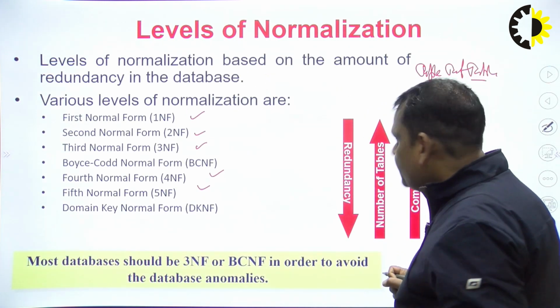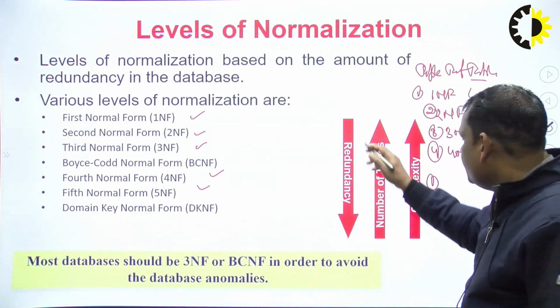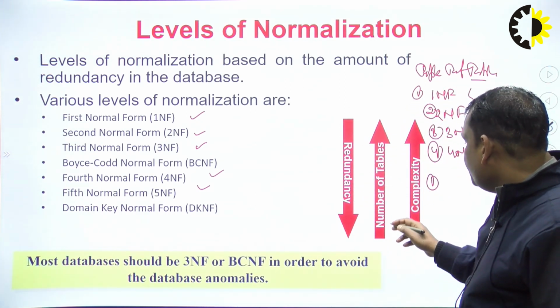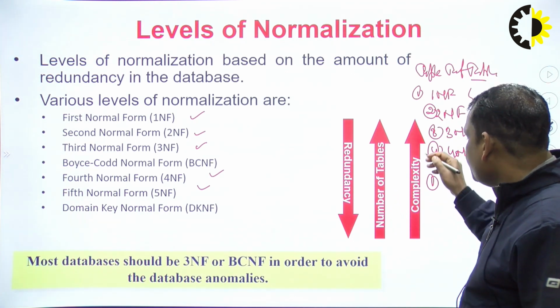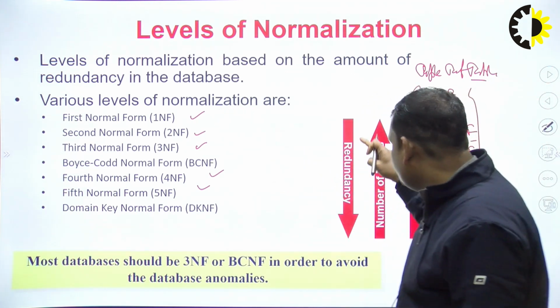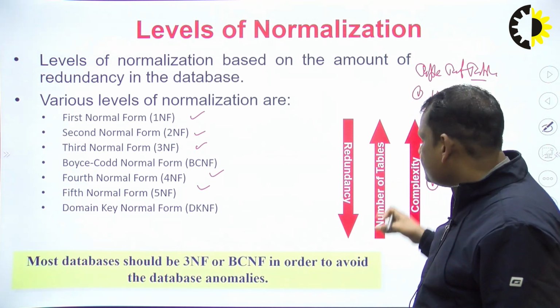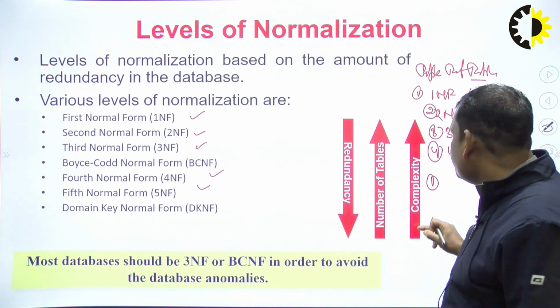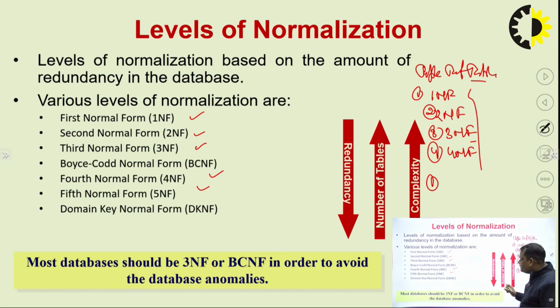These are the levels of normalization, also called types of normalization. Normalization reduces the redundancy of the tables and breaks them into a number of tables. The direction from top to bottom increases the number of tables, and from bottom to top increases the complexity of the tables. There is maximum complexity in first normal form and minimum complexity in fifth normal form.